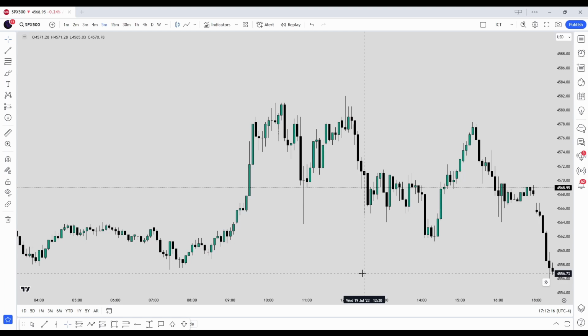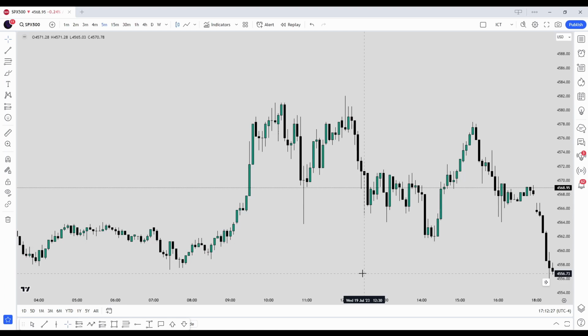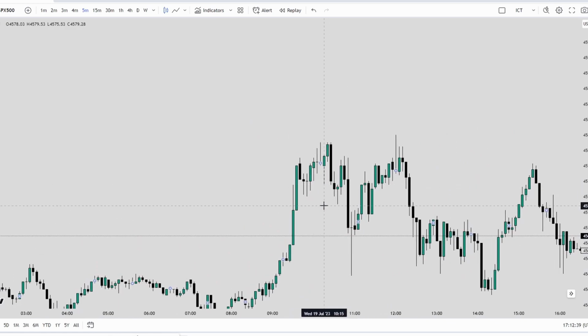So the first thing you need to see is, did we take any liquidity, did we rebalance any inefficiency, or did we trade into any PD array? If we did, then this is the valid place to look for market structure shift. Otherwise, you should ignore any break of structures or market structure shift that form because there's no context built behind them, right? So right here, you can see I have an example.